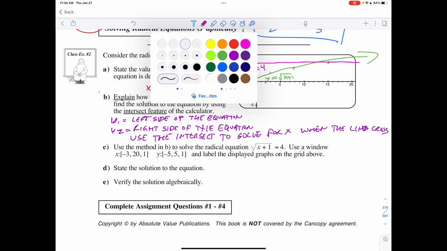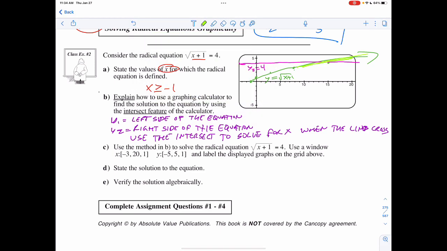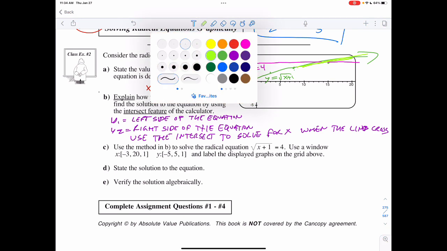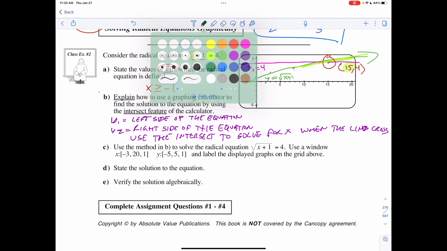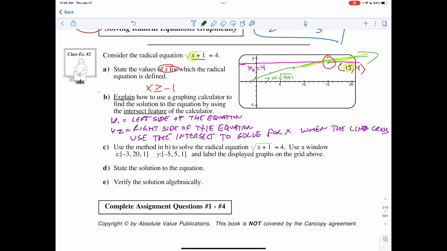And if I had done a better job of drawing this, then I can do that intersect feature and solve that they intersect at 15 and 4. Remembering that this is an equation in one variable only using x, so the solution is only the x value. X is equal to 15.